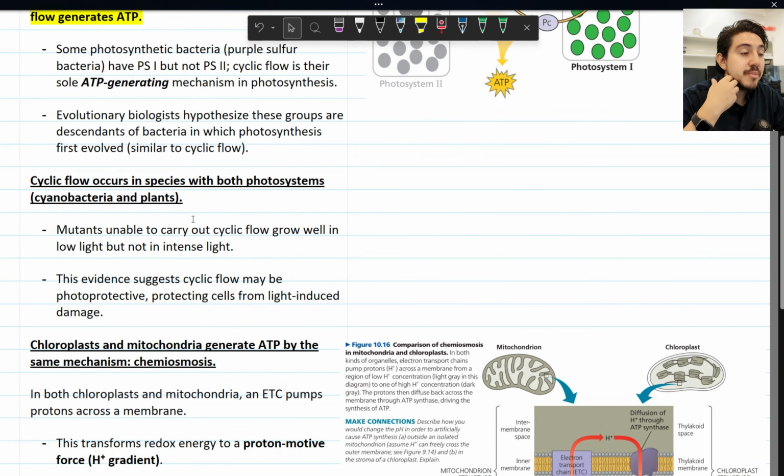Evolutionary biologists hypothesize that these groups are descendants of bacteria in which photosynthesis first evolved. So it's kind of a more, if I can say, primitive flow or form or complex or pathway. Okay.